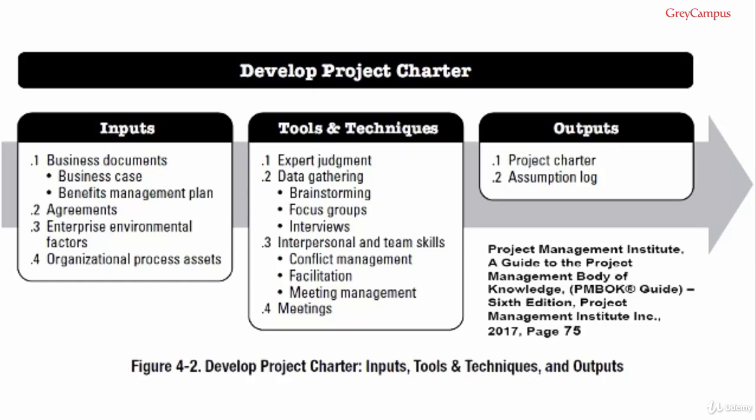Sometimes the inputs are part of a group. When that happens, for example, the business case and benefits management plan, you will see the group name in the list, in this case business documents, preceded by a number, and the actual members of the group will appear as bullet points, as we see in figure 4.2.